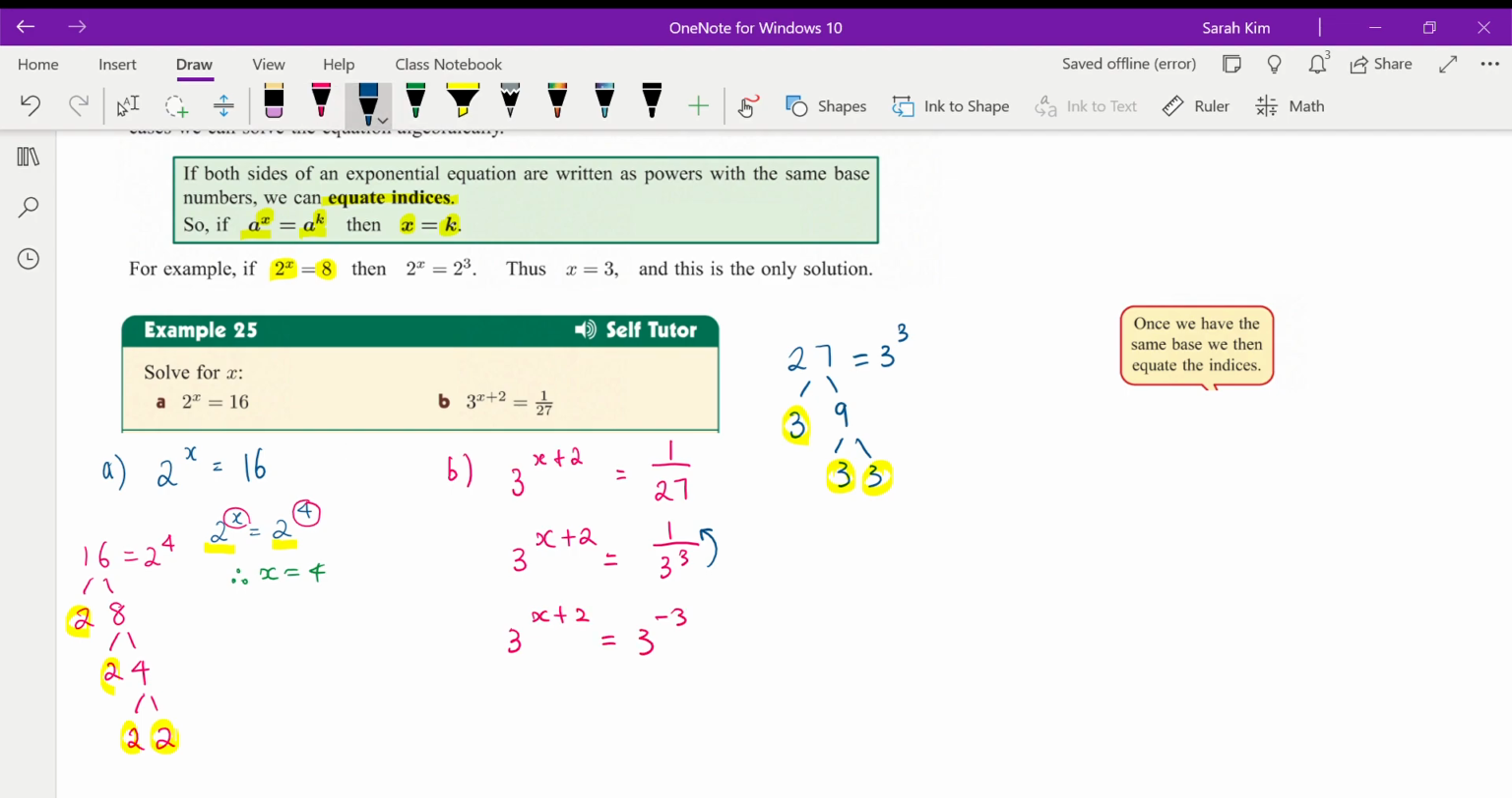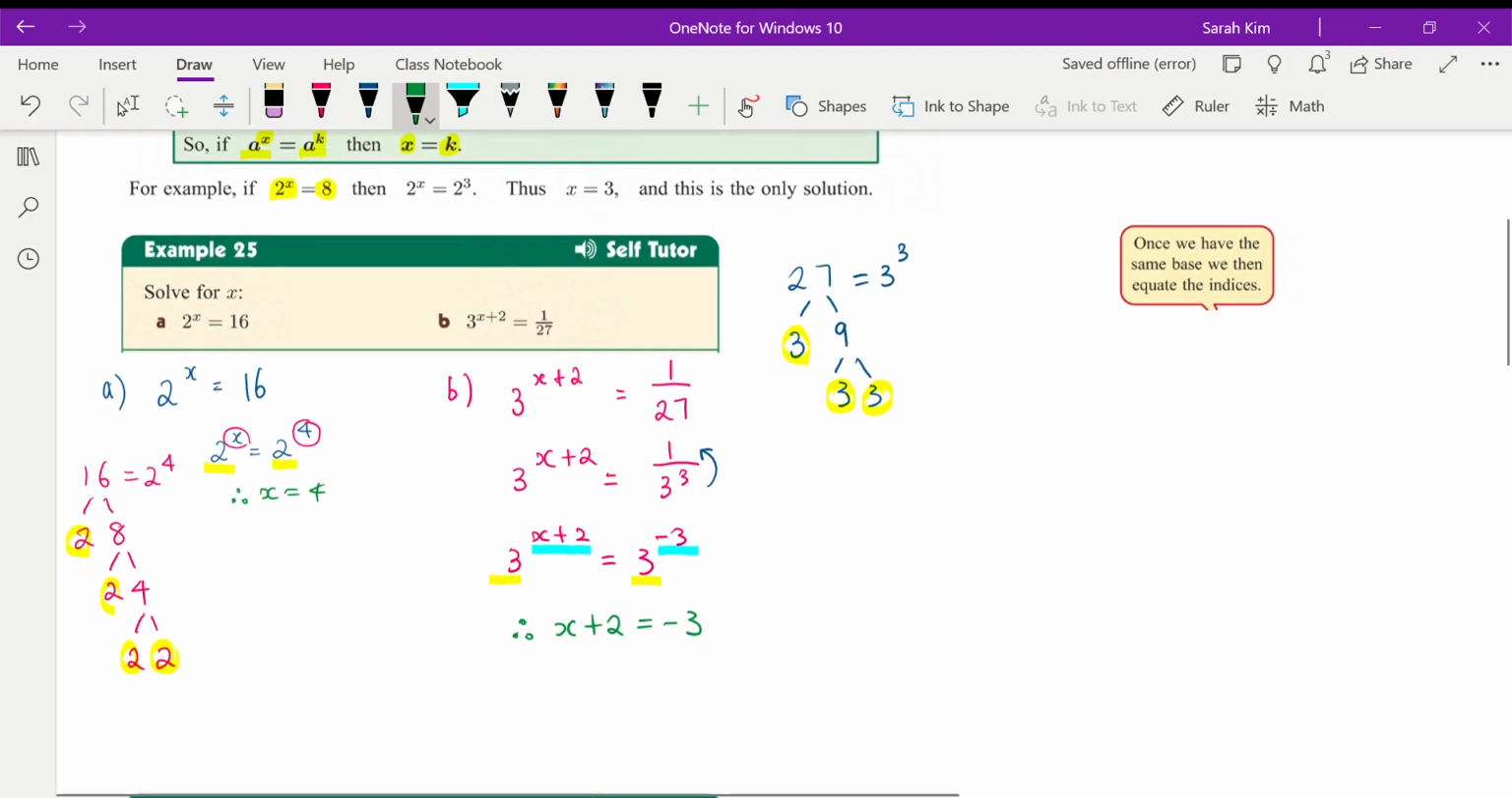So now I can equate the powers. The base is the same, so that means my powers are the same. So x plus 2 must equal negative 3. That's what I'm going to write down. And now we can solve it because it's a simple linear equation. If I want to solve this, I just take 2 from both sides. So I get x equals minus 3 take 2, which is minus 5, and that should be my solution.